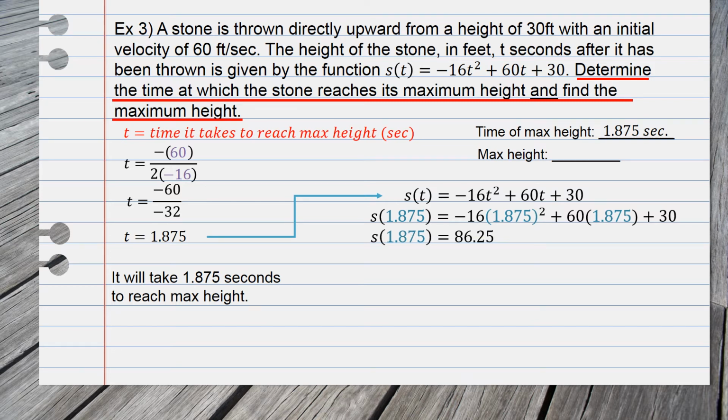Hopefully you found the result to be 86.25, which means at the time of 1.875 seconds, the maximum height will be reached at 86.25 feet. And so the last thing is we do want to summarize this, and we write our sentence. The stone will reach a max height of 86.25 feet.